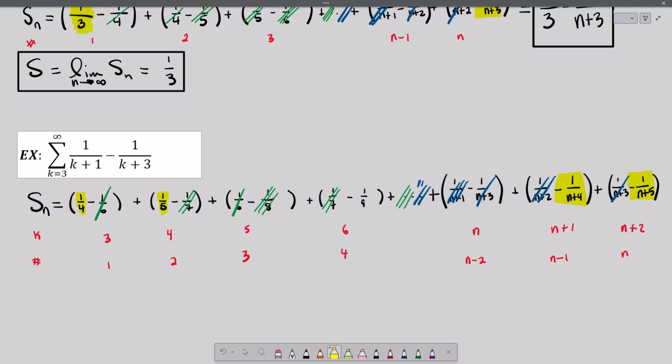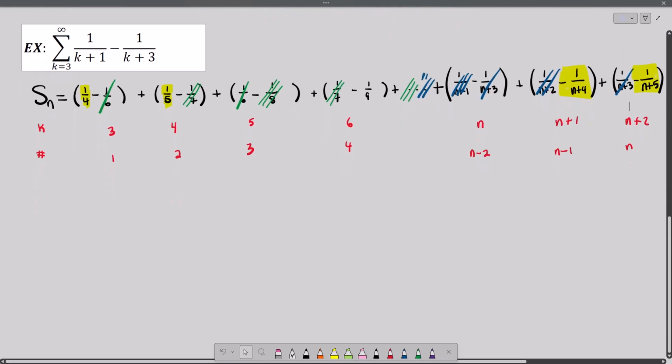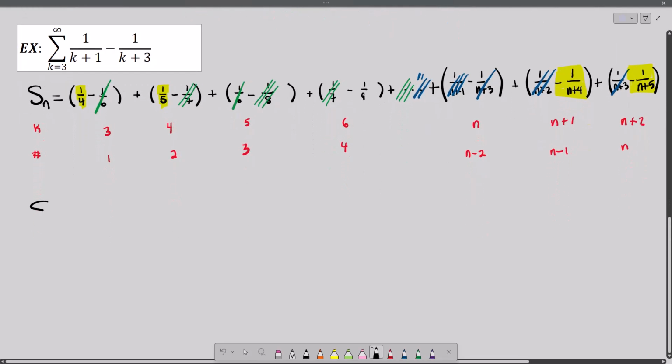You'll always have this pattern that if there's 2 preserved in the front, there's going to be 2 preserved in the tail. So that pattern will always be there. So you know that if you've got 2 here that don't cancel out, there's going to be 2 down there that don't cancel out. So this allows us then to write S sub n in a closed form.